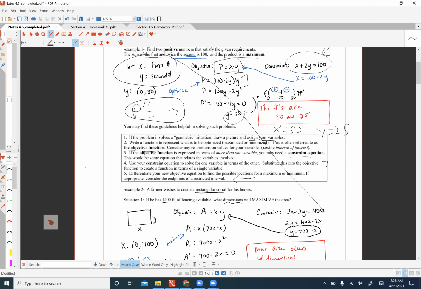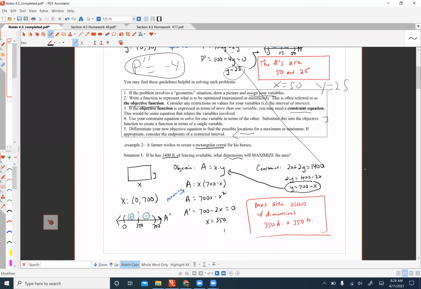Step 3, the objective function typically has more than one variable, so we need at least one constraint equation, something that relates the two variables. Some books call that the secondary equation. Then you solve for one variable in terms of the other. That's step 4, and substitute that back into the function we're trying to minimize or maximize. Then find the critical points by taking the derivative. And maybe we even have to consider the endpoints. If we have a closed interval, remember we have to look at the endpoints as a possible minimum or maximum.